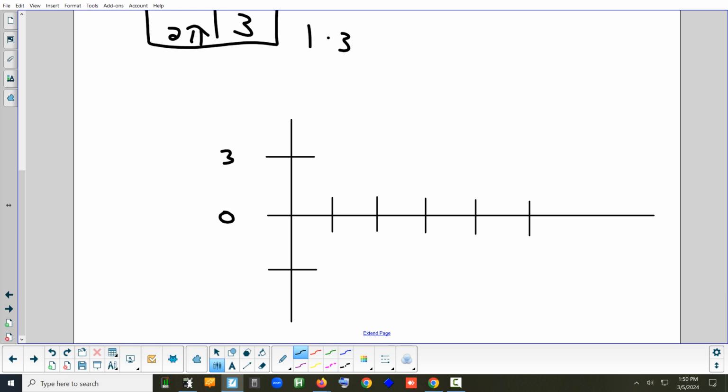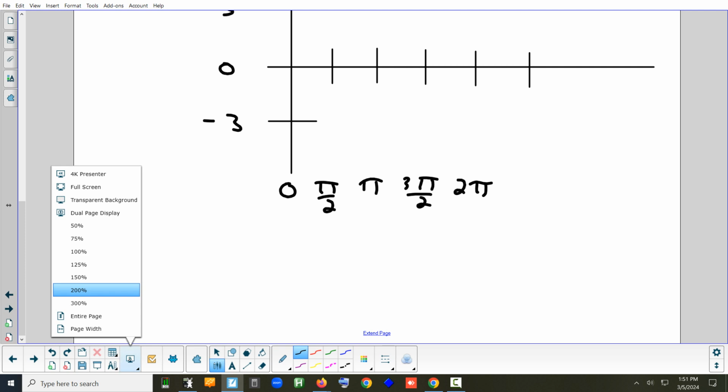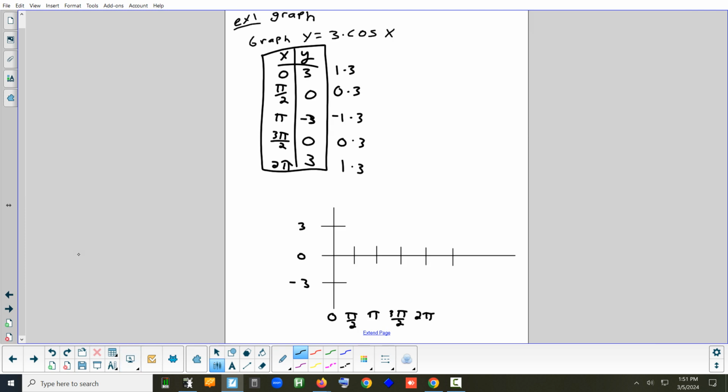This will be 0, 3, and negative 3. Because I'm scaling my y-axis, it's not going to look any bigger because I changed my scale. Any questions on that? Okay. So now, label your x's: 0, pi over 2, pi, 3 pi over 2, 2 pi. I'm just going to zoom out so I can see my table and fill them all in. So we got 0, 3.